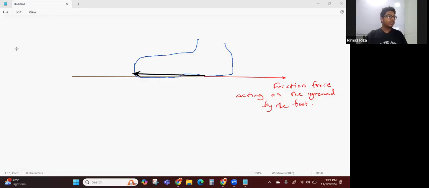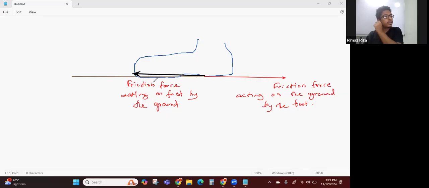So this is the friction force acting on the foot by the ground. So then this force will be an external, unbalanced force acting on our leg, on ourselves, so that we can move forward. Okay.